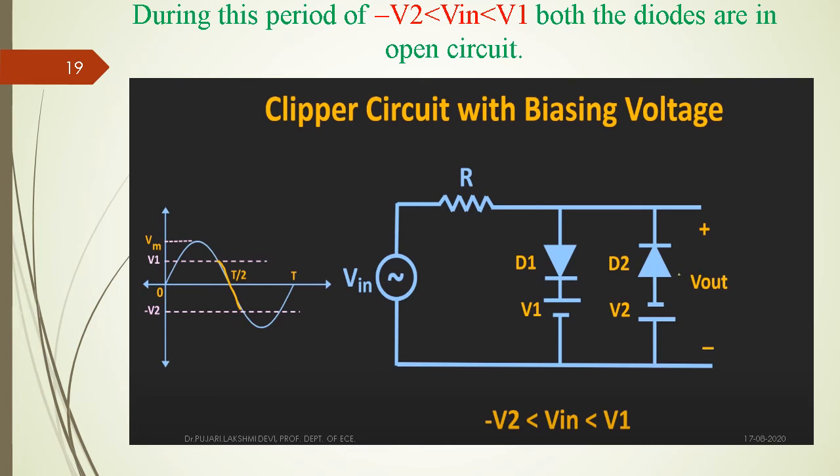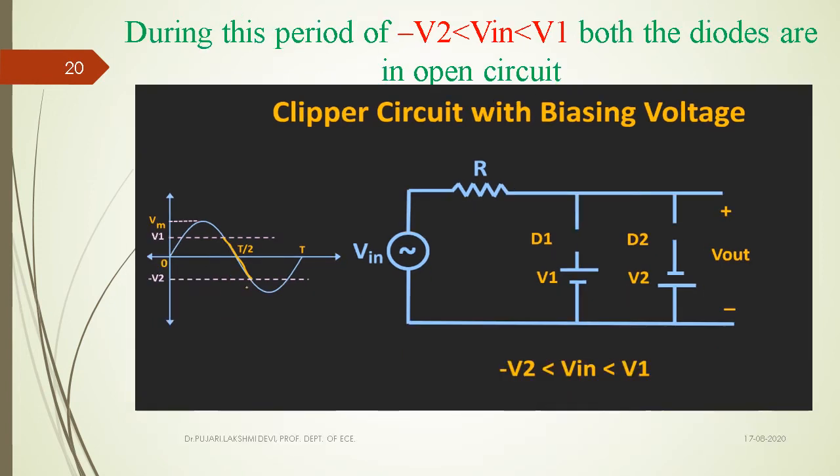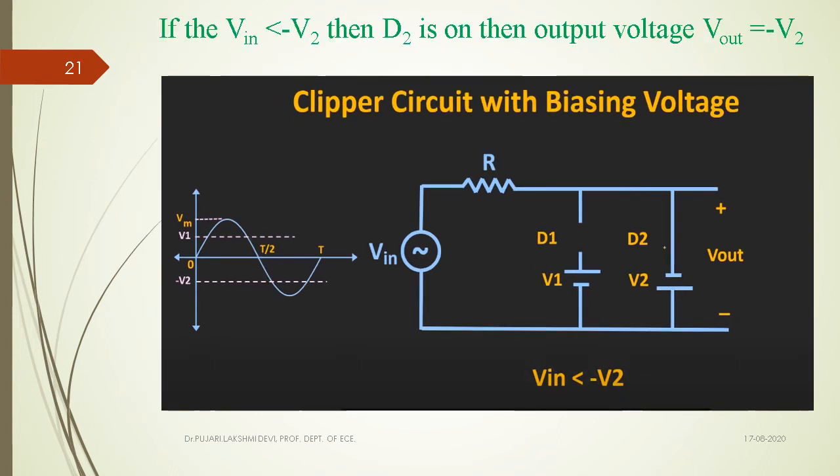You should remember, based on the potentials of the anode as well as the cathode, the diode will become forward biased. If it is forward biased, it acts as a closed switch. If it is reverse biased, it acts as an open switch. So if both the diodes are in reverse bias, the output voltage follows the input waveform. That is this one.